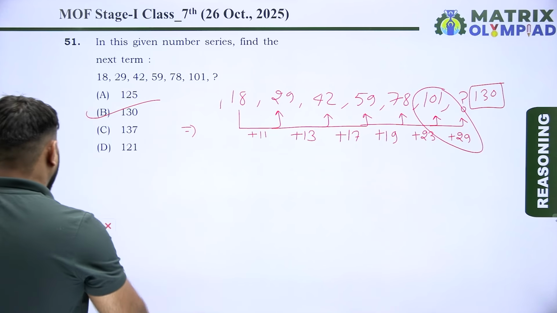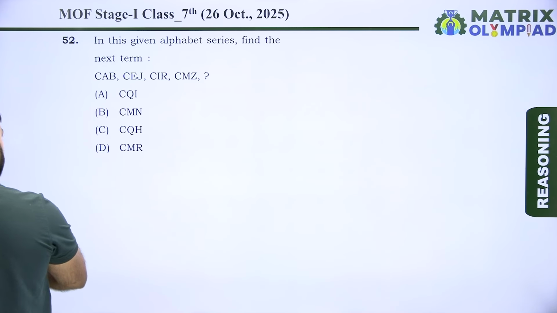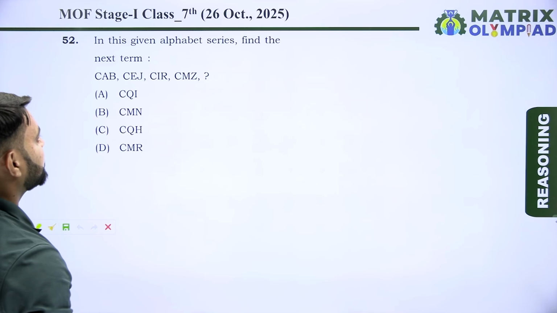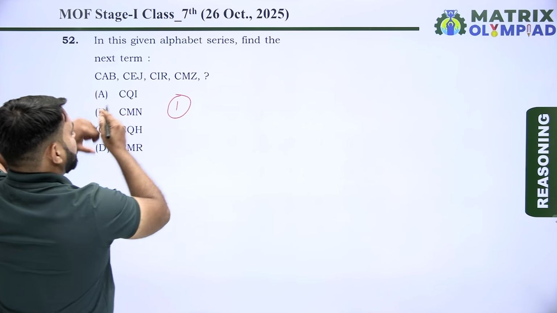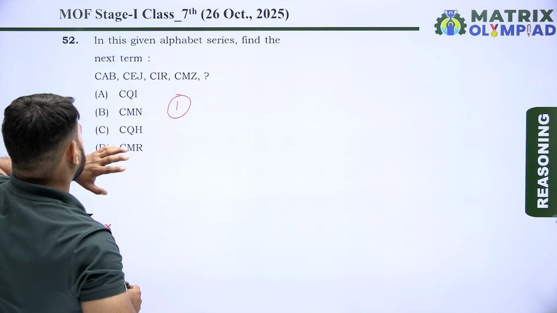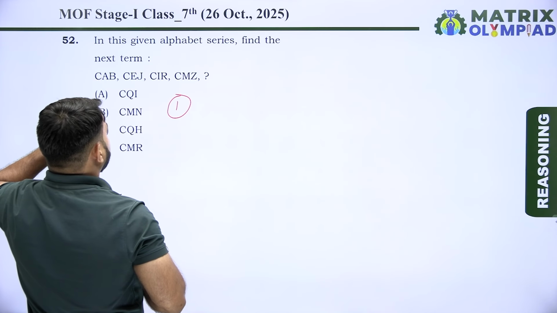Let's move on to the next question. Now the next question is question number 52. In this given alphabet series, find the next term. So first find the pattern of the given series. So taking the first alphabet of each term.